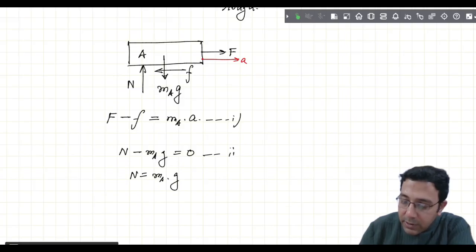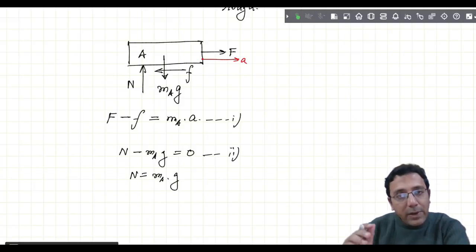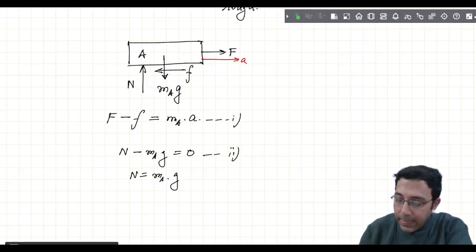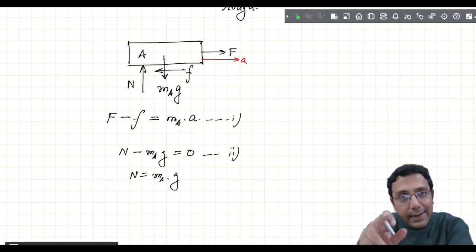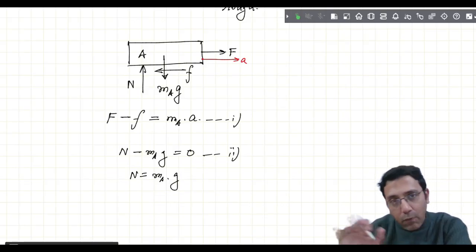And this is equation number 2. From the free body diagram, we can write these two equations and we can find the unknowns. So you are seeing how friction is taken into account while we are writing the force equations in the free body diagram.